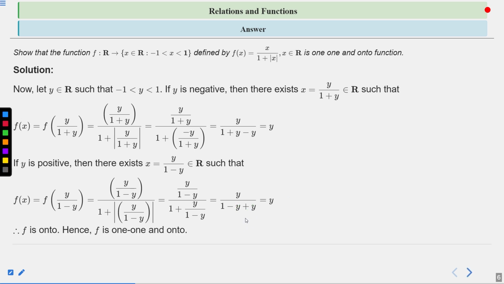So for both the cases, f(x) is coming out to be equal to y. That is, codomain is equal to range, right? Codomain is coming out to be range. Therefore, f is onto. Hence, the function is 1-1 and onto both, right? So we have proved that the function is both 1-1 and onto. Clear? Okay, let us move to the next question.